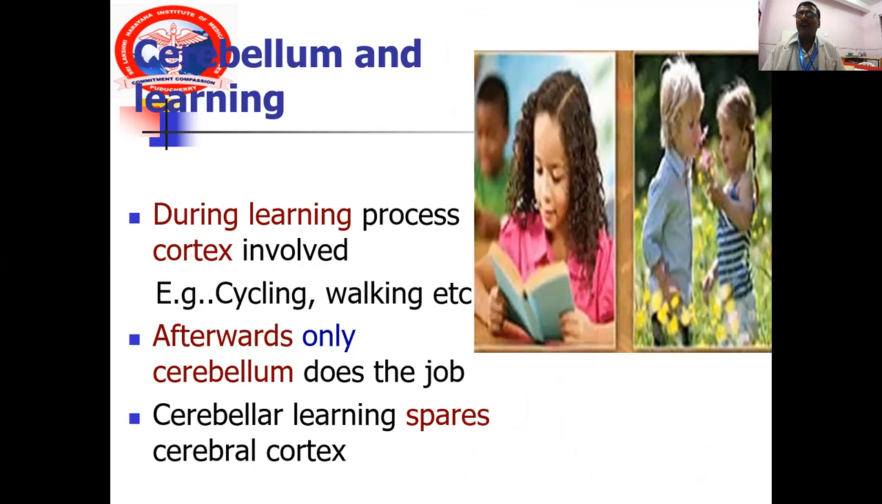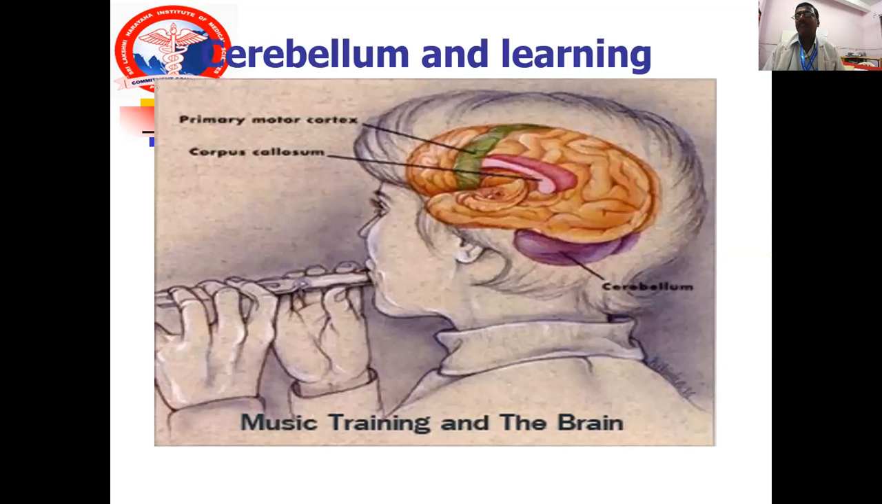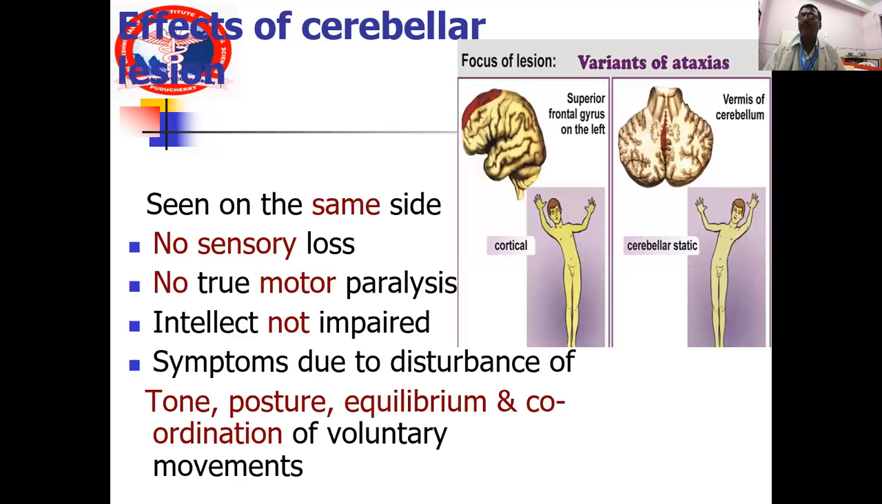Cerebellum and learning. How does it help in learning? During the learning process, the cerebellum is involved, for example in cycling and walking. Afterwards, only the cerebellum does the job. So the cerebellum helps the learning process, and cerebellar learning spares the cerebral cortex. This is one of the learning methods: music training and the brain. With the help of the cerebellum, the cerebral cortex can perform.